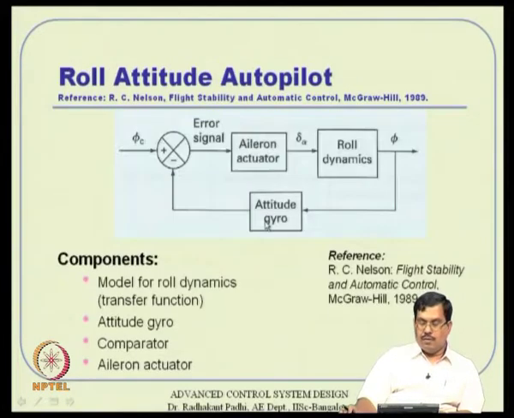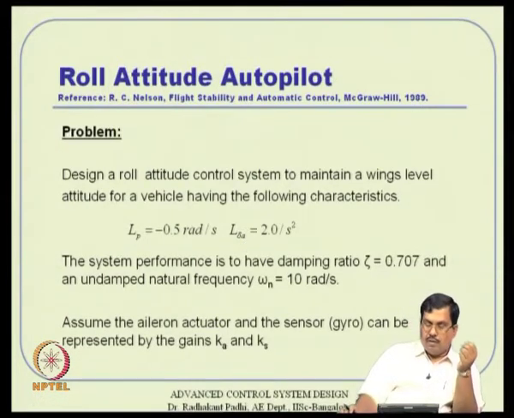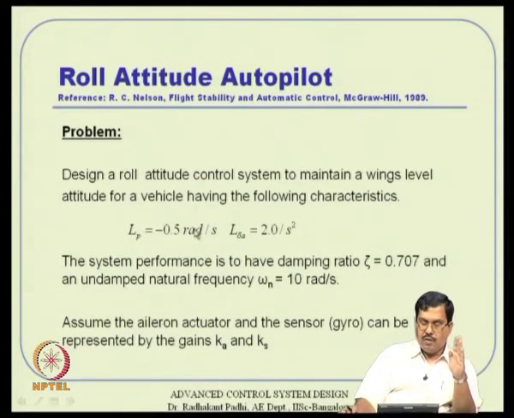Okay. Now, with this let us say you pick up some sort of a problem here. These are all parameters of the aircraft, and where they go, they will go to that modeling part of it; we will not concentrate so much on that right now. We just assume that these numbers will go somewhere in the transfer function. Okay. So, what you are told here is the aircraft has these characteristics, and our job is to design a roll attitude control system to maintain a wings level attitude, that means phi has to be 0.